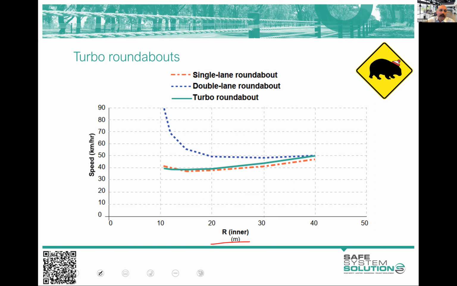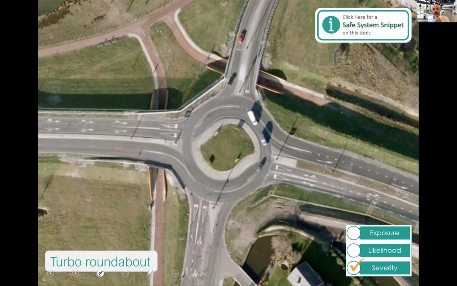So we've got the radius of the roundabout and the speed. Speed's a pretty good proxy usually for crashes. And you can see there that single lane, double lane, there's your difference. And then turbo roundabouts are 2-lane roundabouts with some special configurations to them. Here's a turbo roundabout. Pretty much operates from a safety perspective the same as a single lane roundabout, which is pretty amazing. But the difference is that it's got a raised separator within the circulating carriageway.